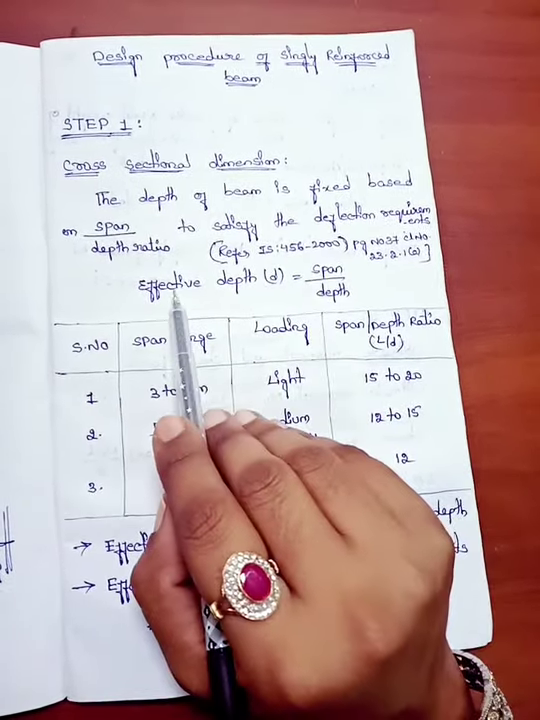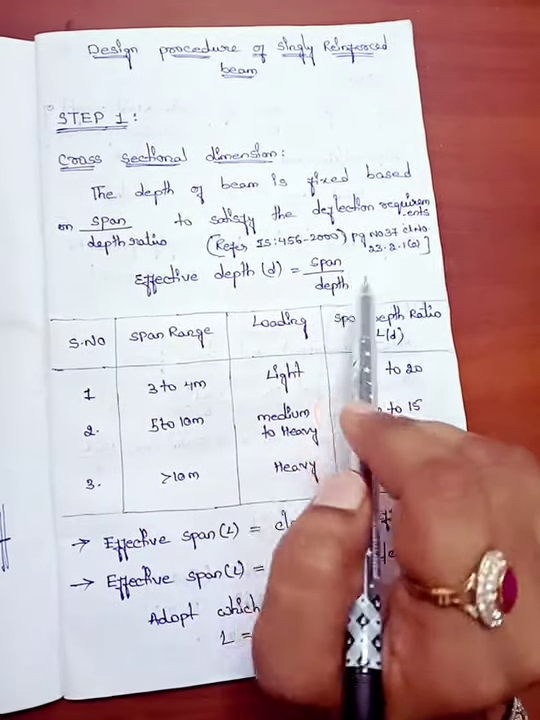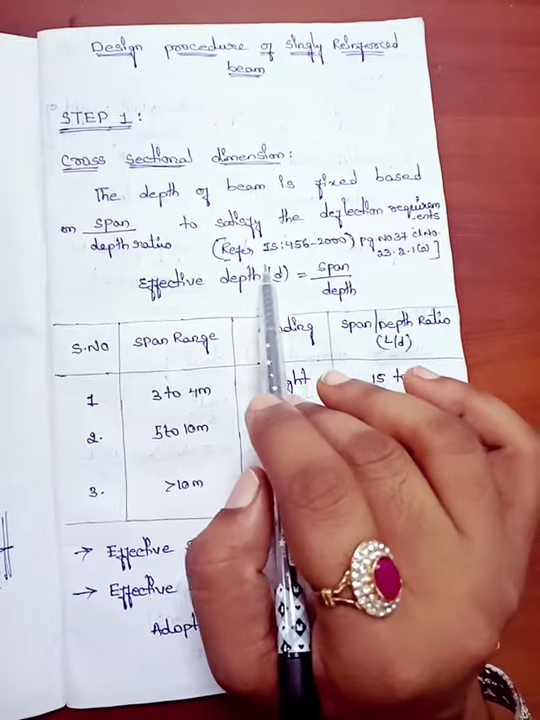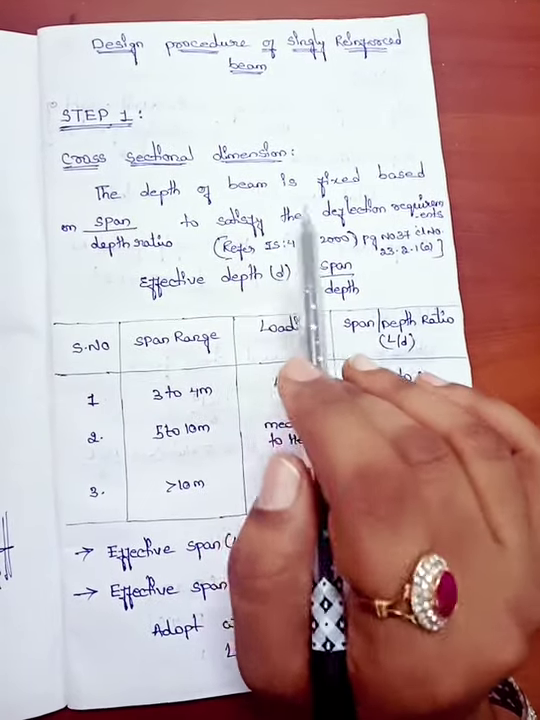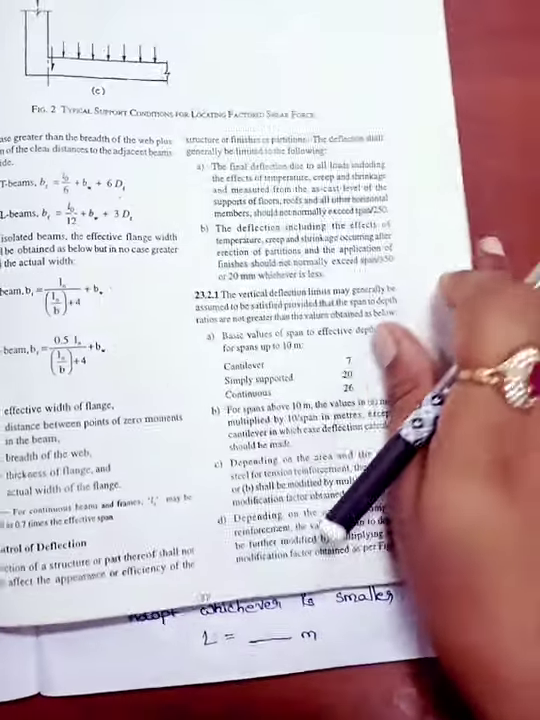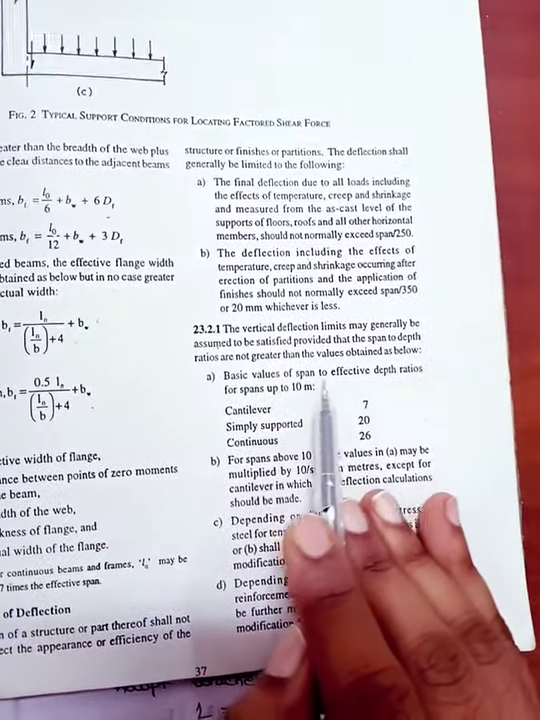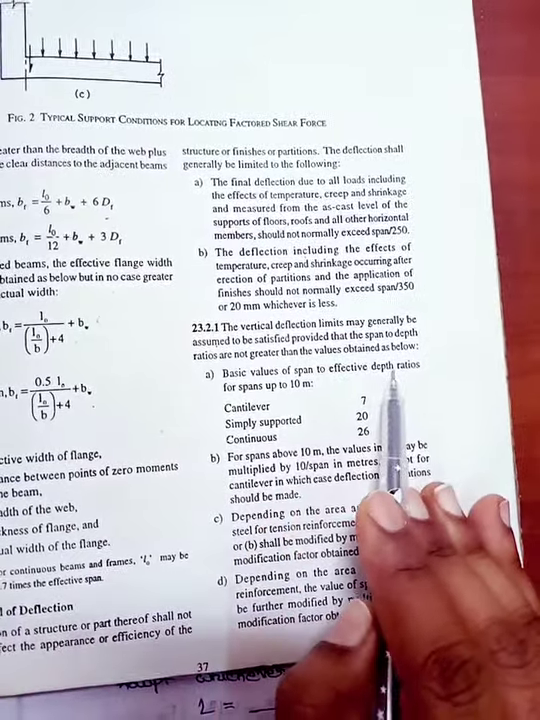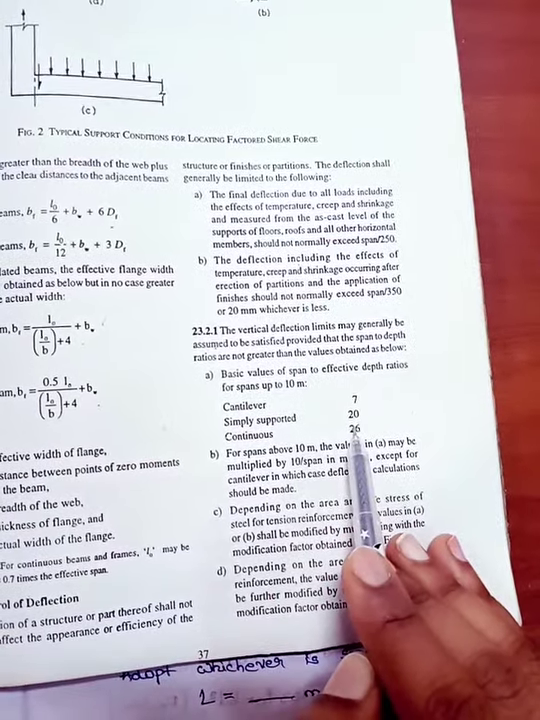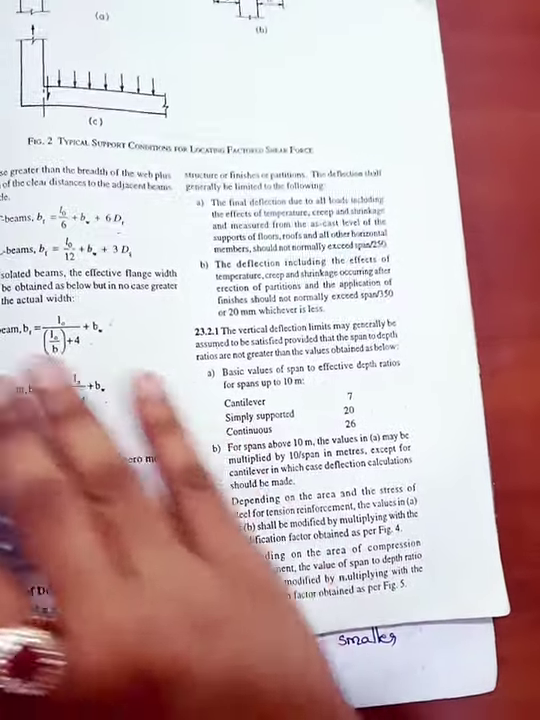So you'll know the various span by depth ratios for cantilever, simply supported or continuous beams. Let me show that. The basic values of span to depth ratios for spans up to 10 meters: for a cantilever it is 7, for simply supported it is 20, for a continuous beam it is 26. That is page 37 of IS 456-2000.